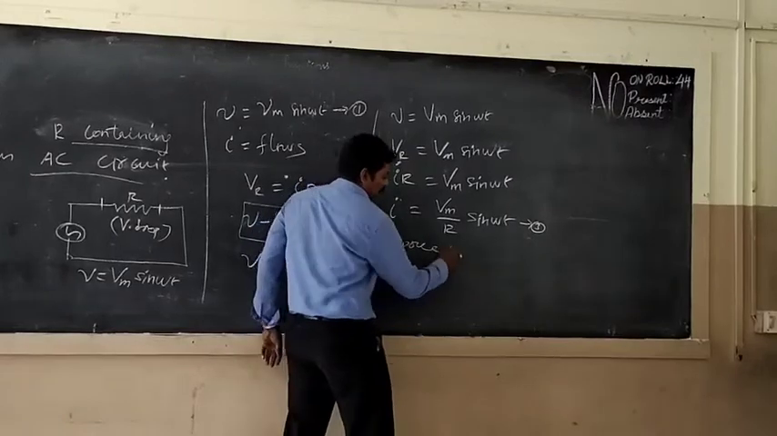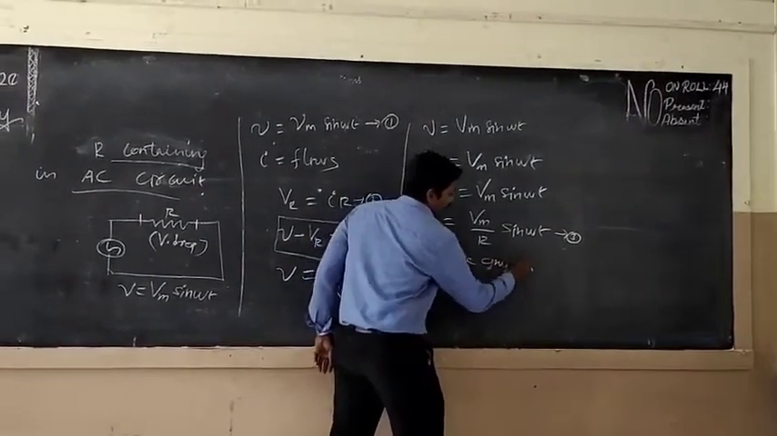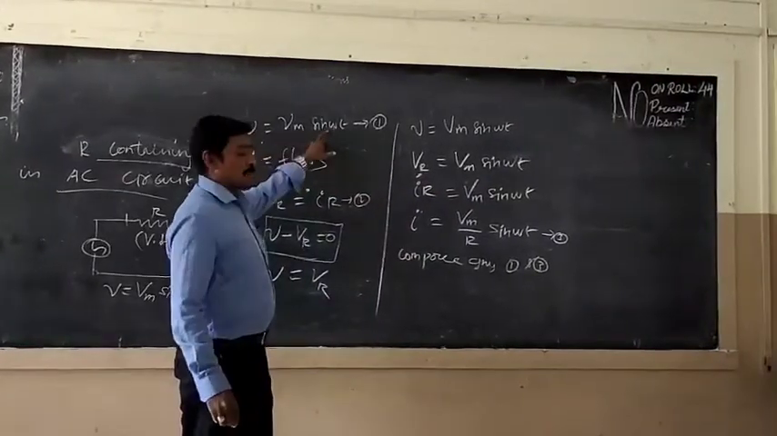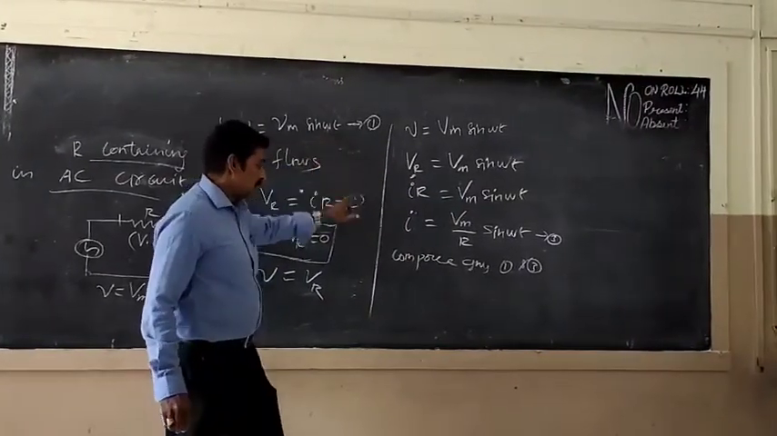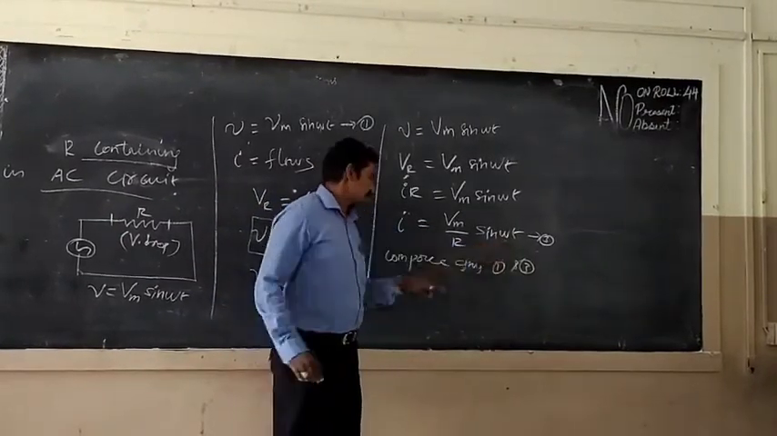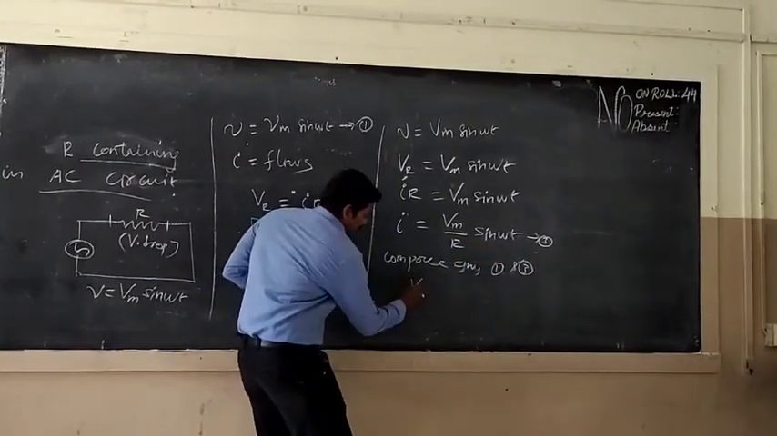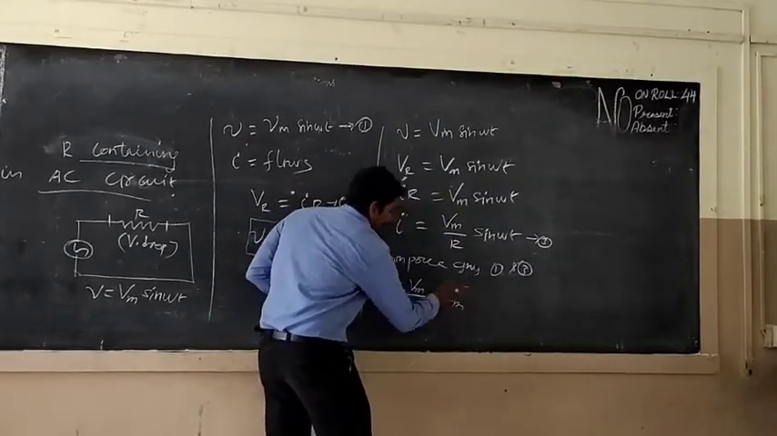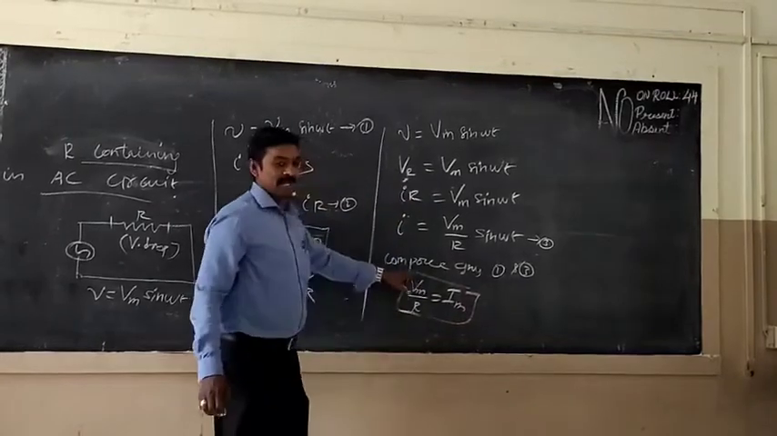Compare the equations 1 and 3. Equation 1, V is equal to Vm sin omega t, is the applied voltage. I is equal to Vm by R sin omega t is the current. So now Vm by R is equal to Im. Im is the maximum current.